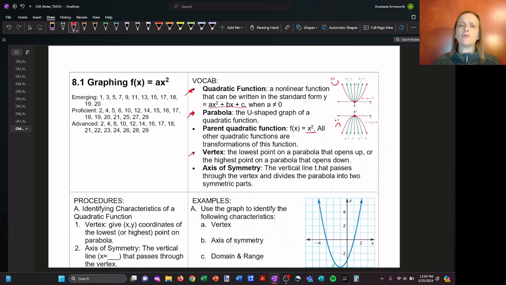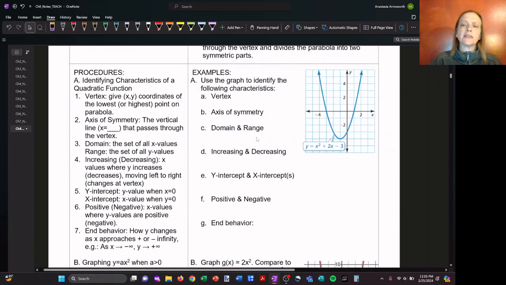The other thing we need to recognize is that parabolas are symmetric. There's a vertical line that is a line of symmetry for the parabola, and being able to identify that line of symmetry is important. The line of symmetry always goes through that vertex point, and so the vertex and that axis of symmetry are closely linked together.